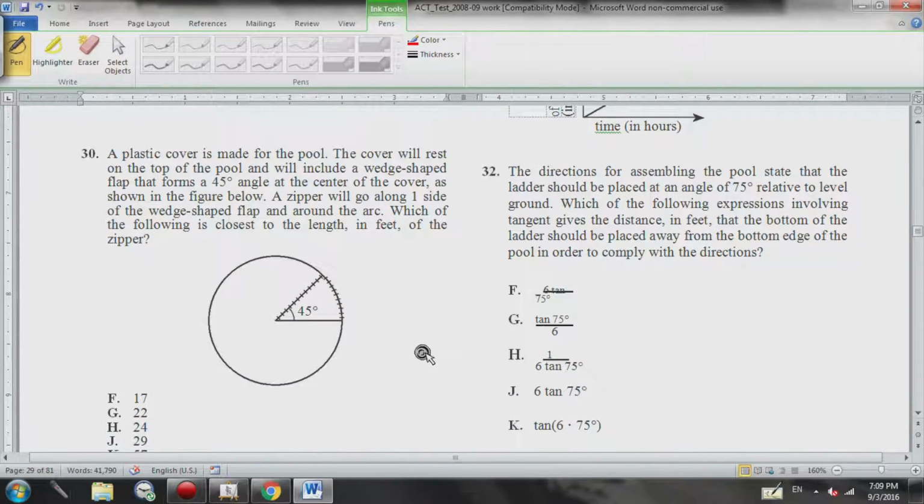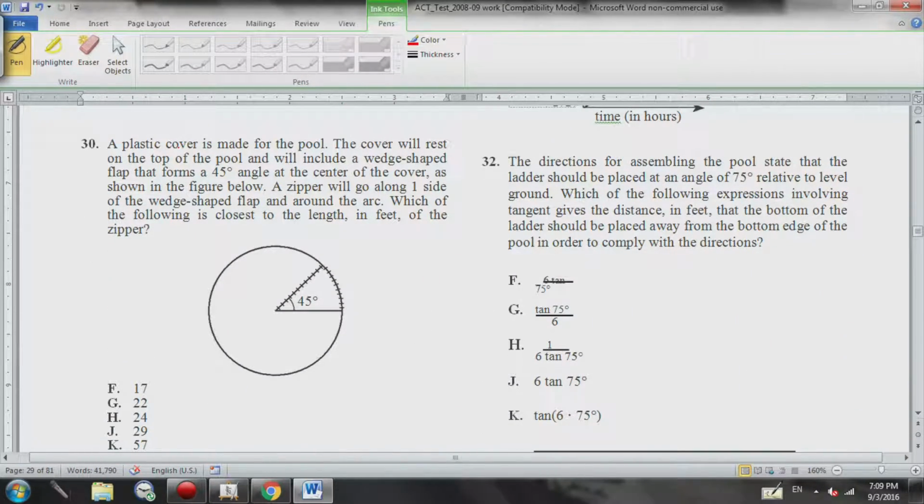And number 30. A plastic cover is being made for the pool. The cover will rest on the top of the pool and will include a wedge-shaped flap that forms a 45-degree angle here at the center of the cover, as shown in the figure. A zipper will go along the one side like this, with an arc. Which of the following is the closest to the length in feet of the zipper?